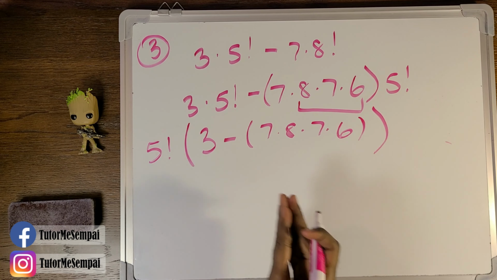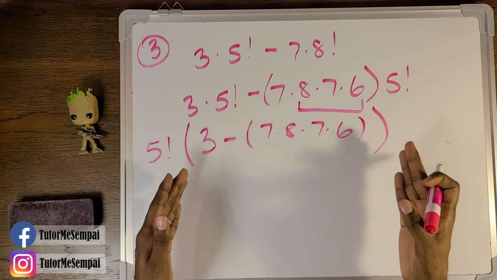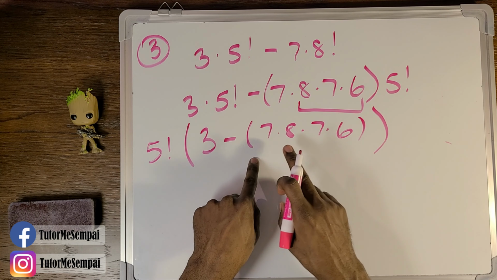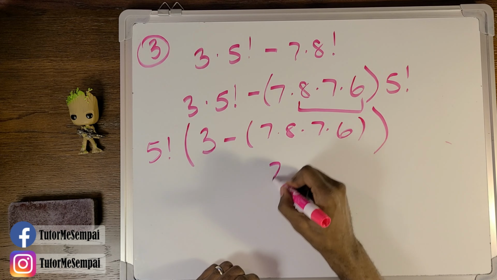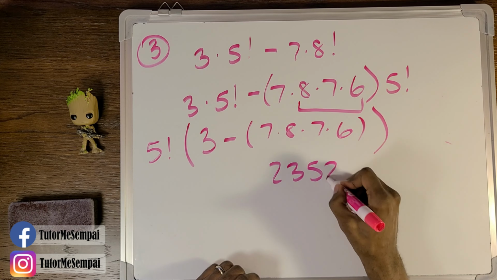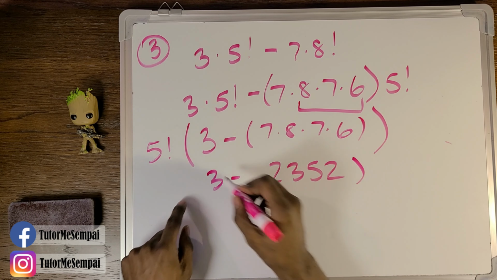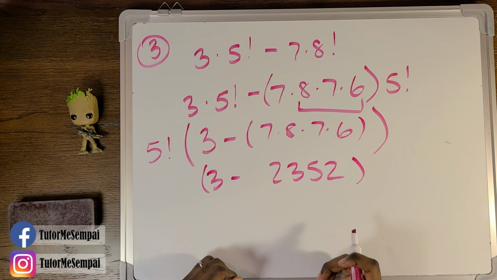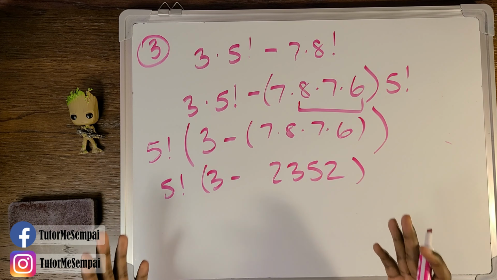So focusing on order of operations, we're going to do this first because it's inside our parentheses. So what's 7 times 8 times 7 times 6? Well, this is going to be 2,352. And we're going to subtract it from 3. So this is going to be what's truly inside of parentheses. And remember, we're bringing down our 5 factorial on the outside. Now we have one more step.